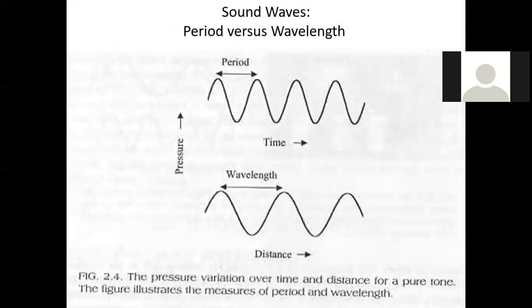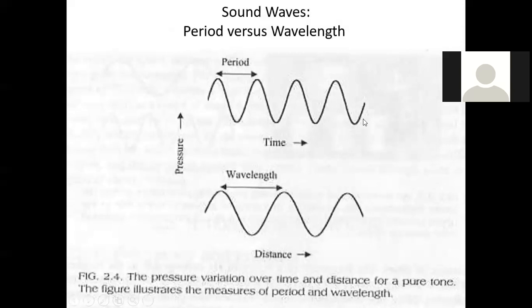Now look at this picture carefully. There's 2 things being shown here. The top one is showing period. The bottom one is showing wavelength. Okay? So period is the time it took for one cycle to occur. Look at this. Follow my cursor. The time that it took for that to occur.